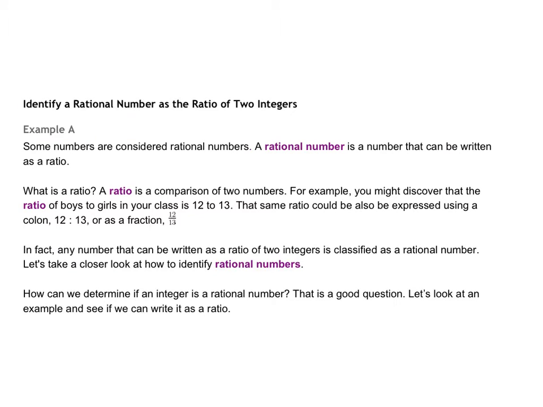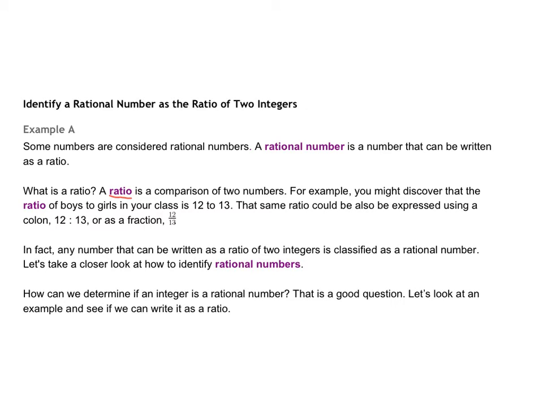The first thing we're going to be talking about in this lesson is identifying a rational number as a ratio of 2 integers. Okay, so some numbers are considered rational numbers. A rational number is a number that can be written as a ratio. So what is a ratio? A ratio is a comparison of 2 numbers.